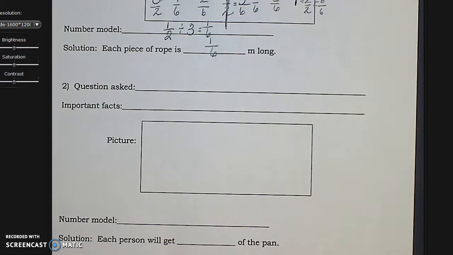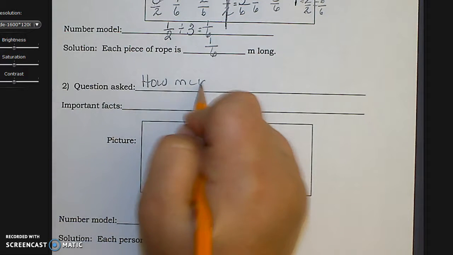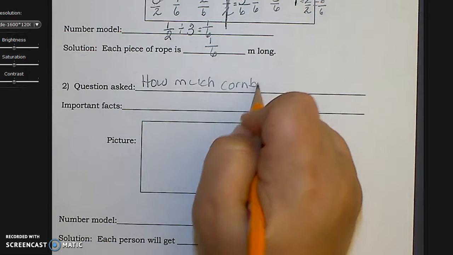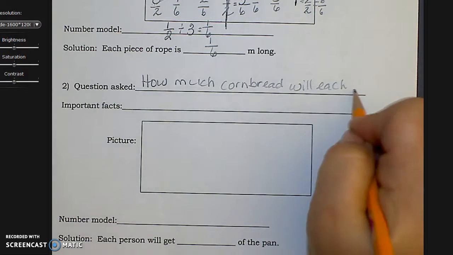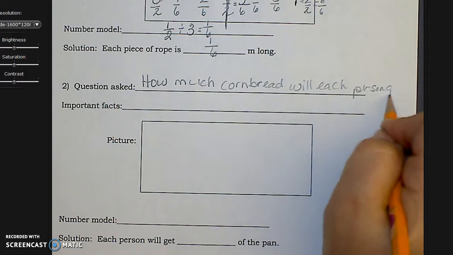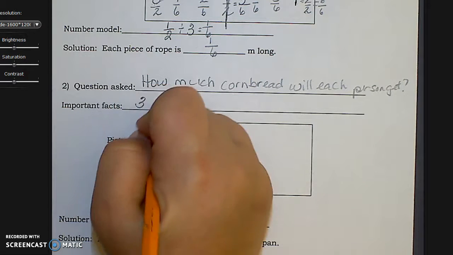Okay, the question is, if there are 3 family members that equally share 1/5 of a pan of cornbread, how much will they each get? So let's start with writing the question. How much cornbread will each person get? The important facts are that there are 3 family members.